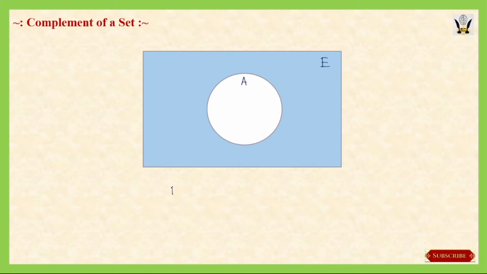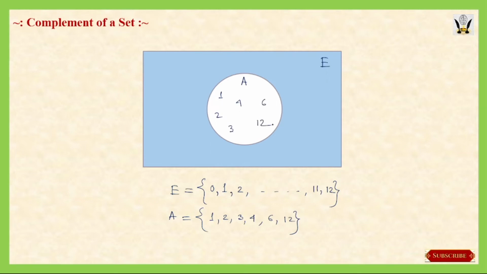Now suppose we take again the same example where the universal set E has the digits from 0 to 12, and set A has only the factors of 12, so 1, 2, 3, 4, 6 and 12. That means it will have 1, 2, 3, 4, 6 and 12, and apart from these 6 elements, the other 7 elements will be 0, 5, then 7, 8, 9, 10 and 11.